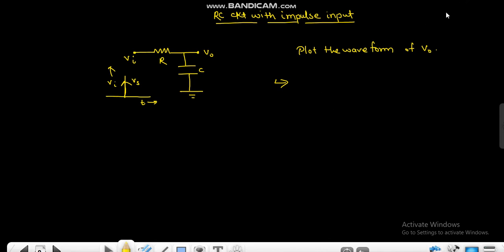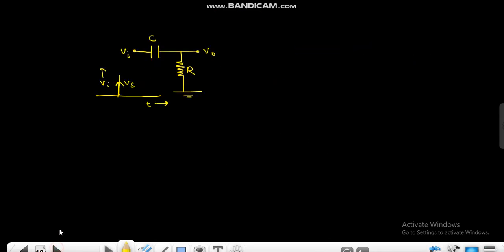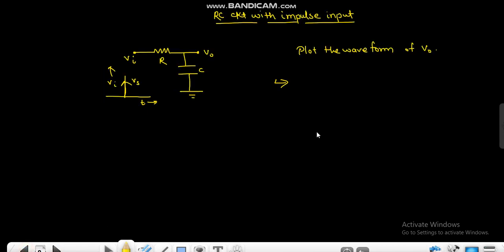Hello everyone. So in this question you have to draw the output waveform for the given circuit, and the input applied is an impulse. Okay, so this is the first question and this is the second question. So first let us analyze this circuit.